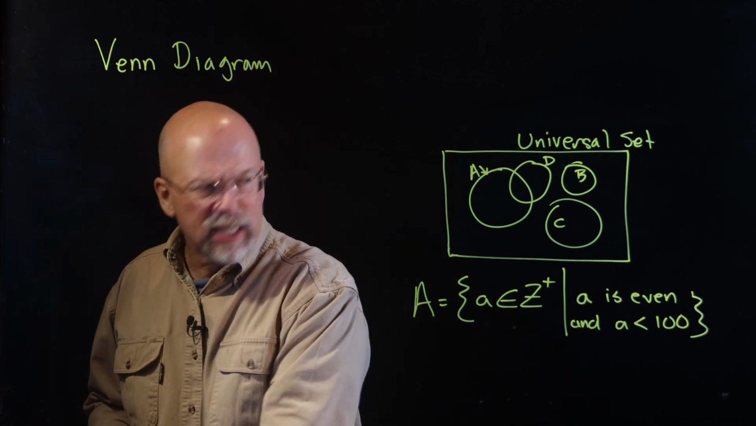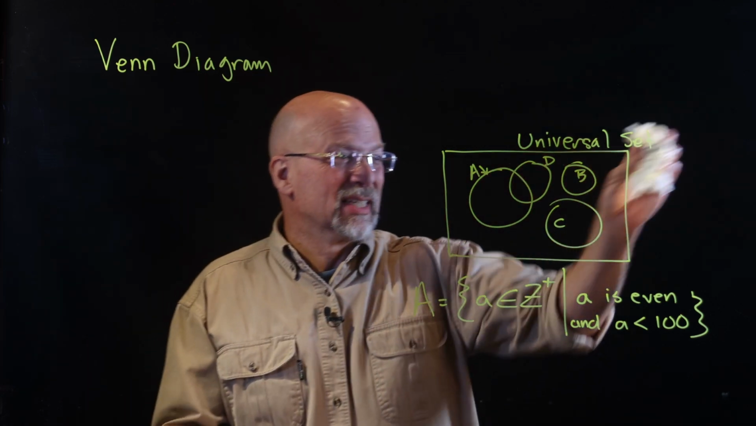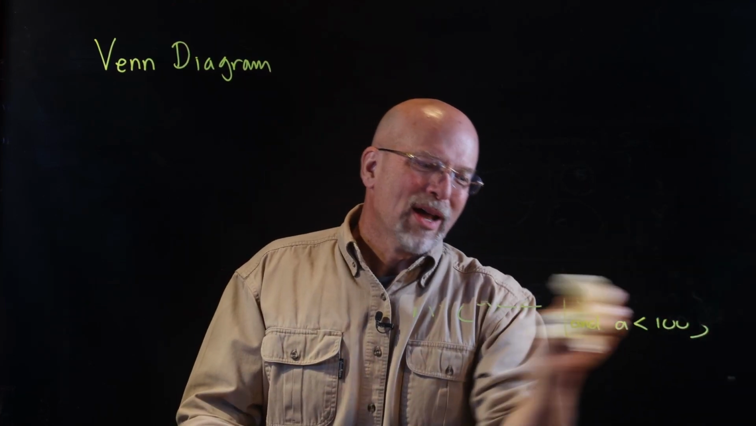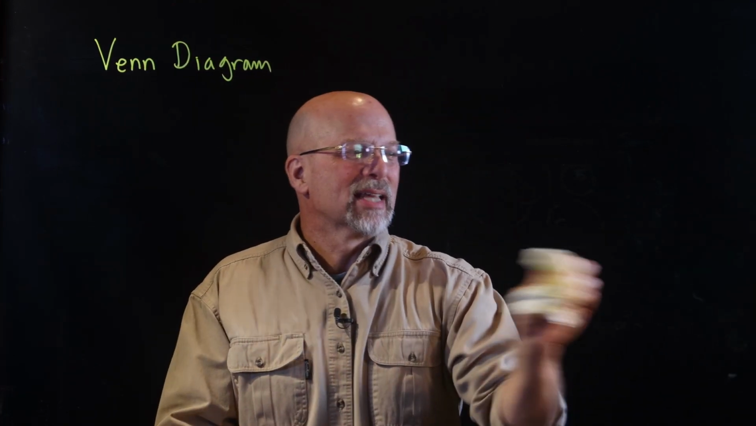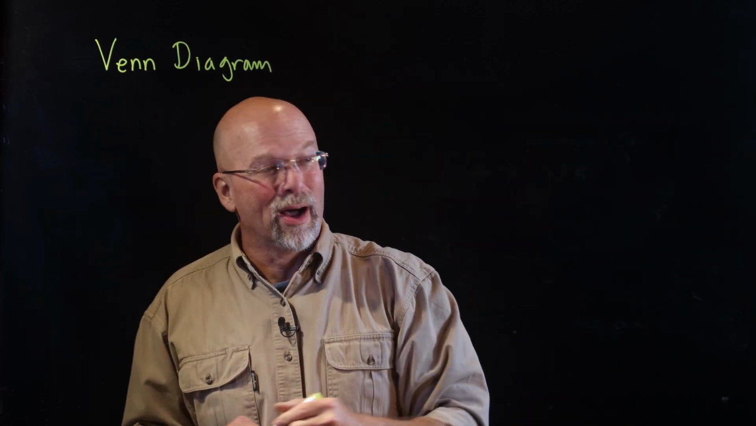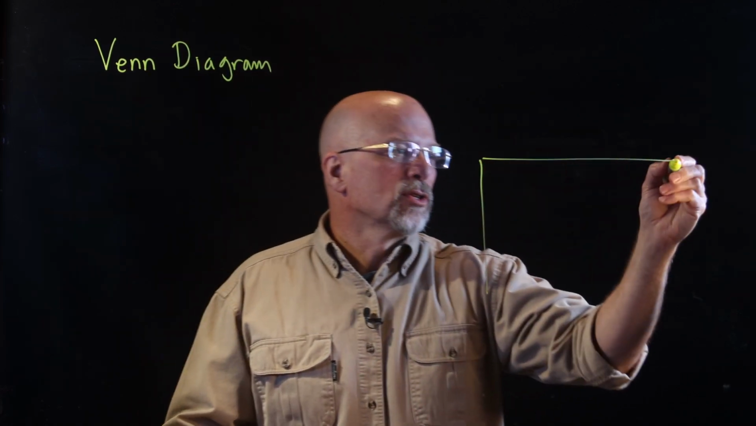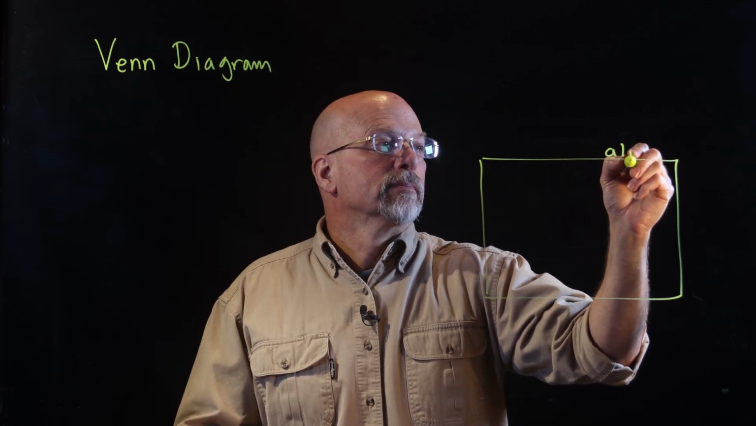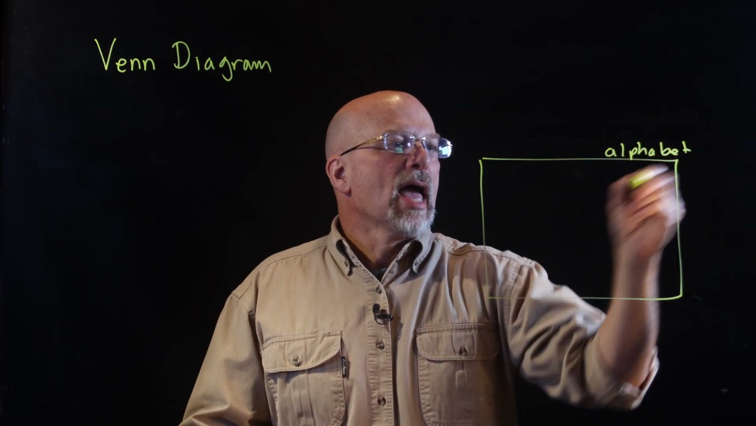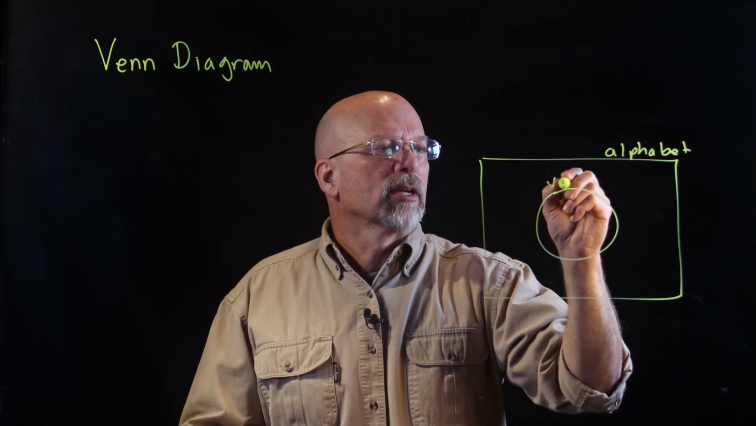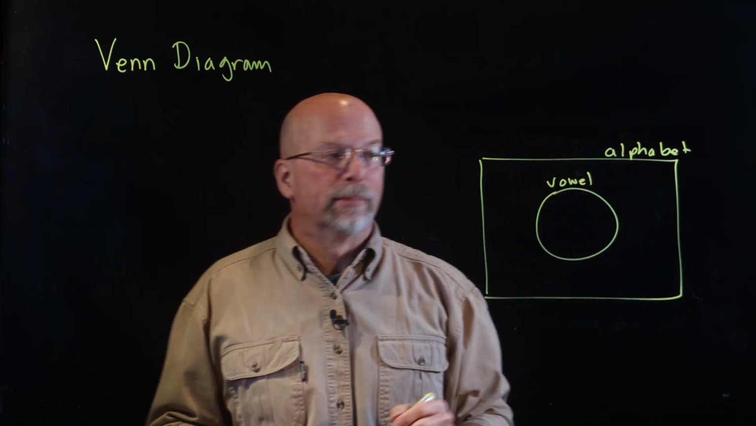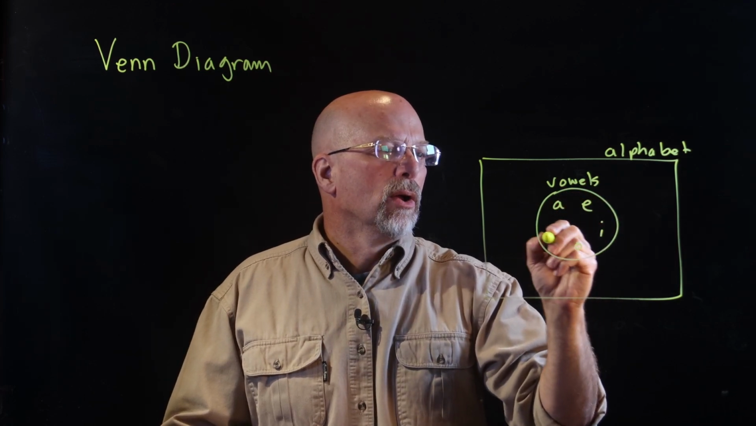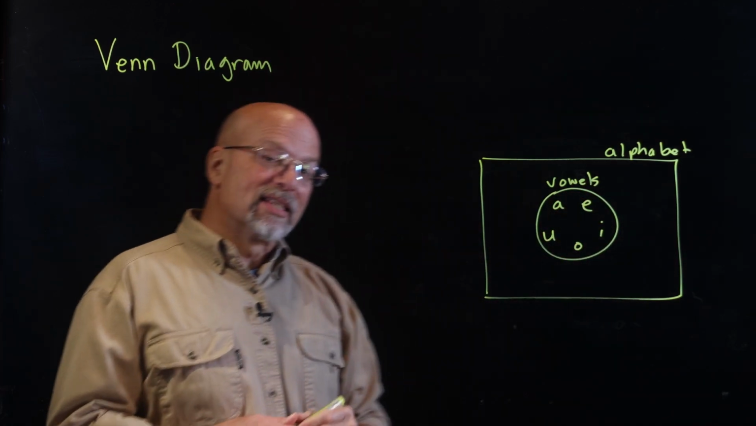One of the things that we did talk about was, well, I kind of gave an example of the vowels within the alphabet. Well, I'm not really happy with that example, and I'll tell you why. So if I draw the universal set, and the universal set is the alphabet, and inside of here I have something called vowels. That's a subset, and that would be A, E, I, O, and U. I do not like this example.